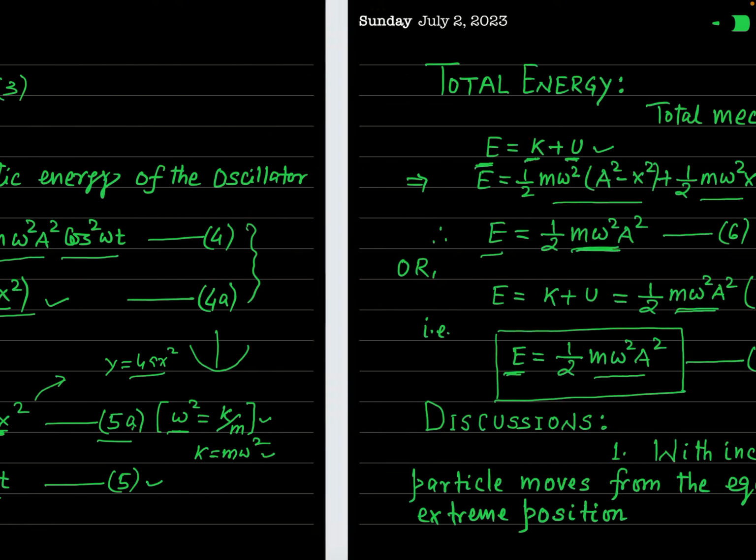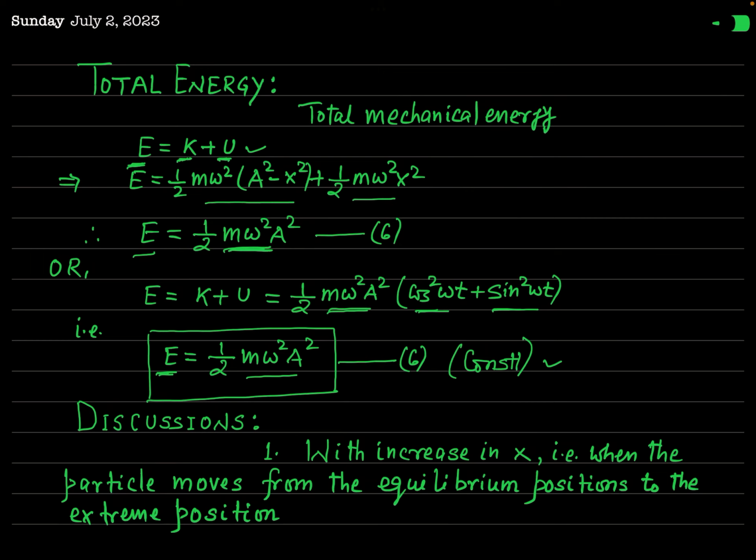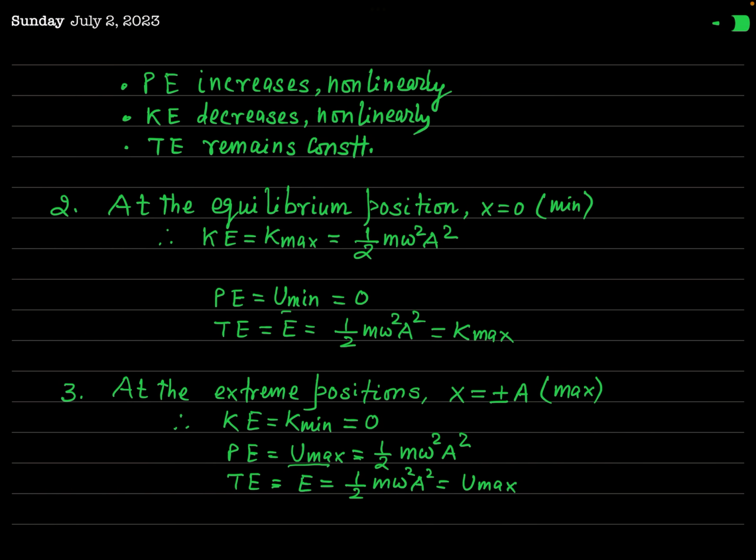But the total energy of the oscillator will not change, it remains constant. So in the first point I have written that with increase in x, that is when the particle moves from the equilibrium position to the extreme position, potential energy increases non-linearly, kinetic energy decreases non-linearly, but total energy remains constant. I think this fact is very clear to you.